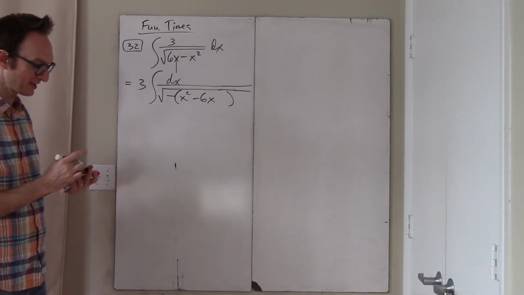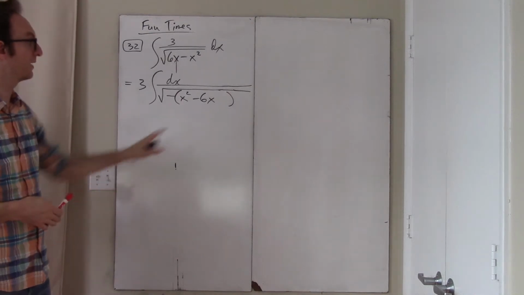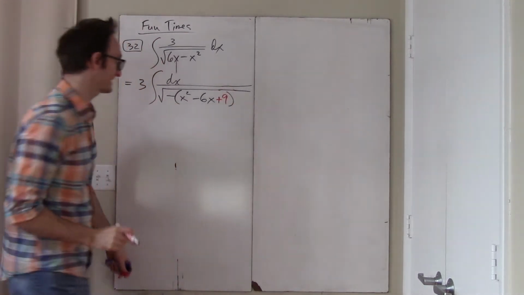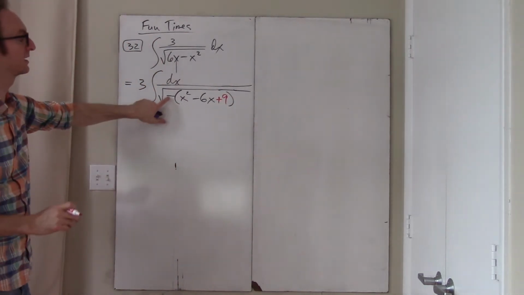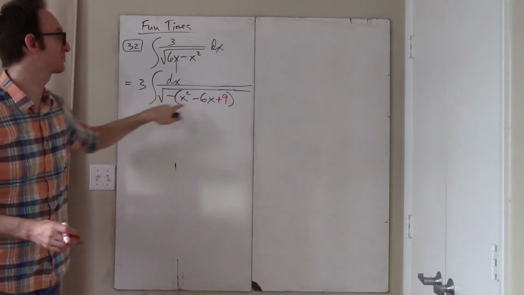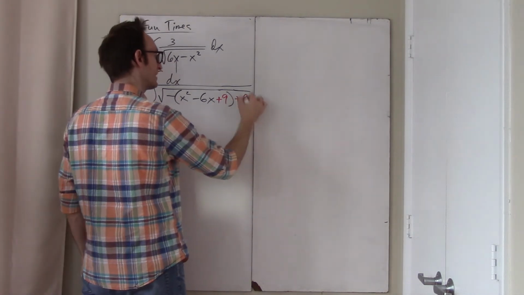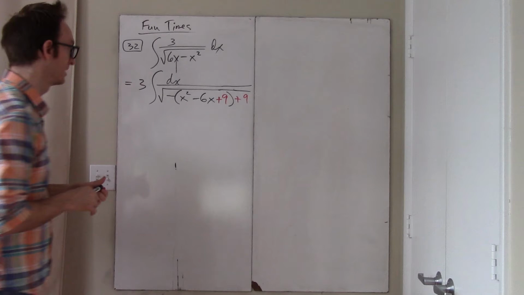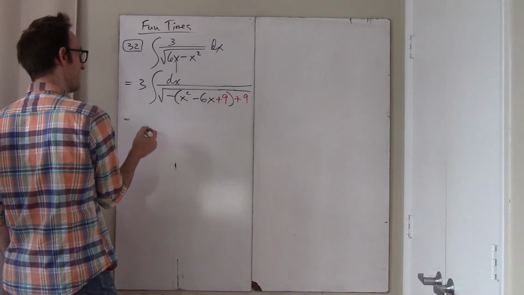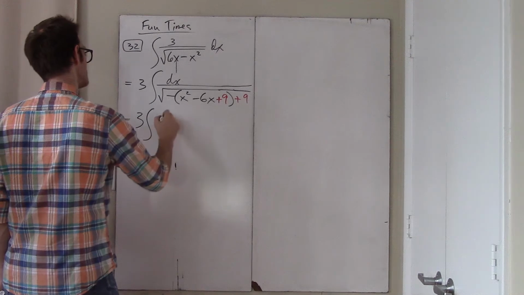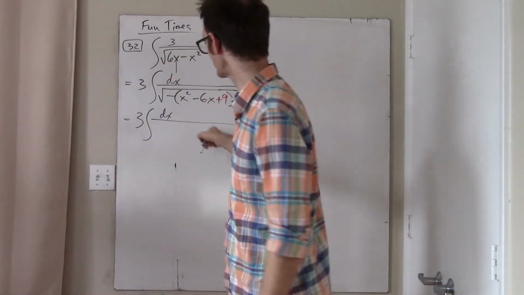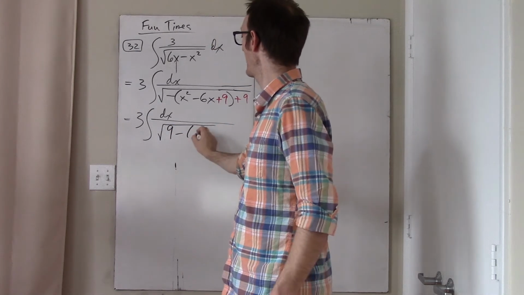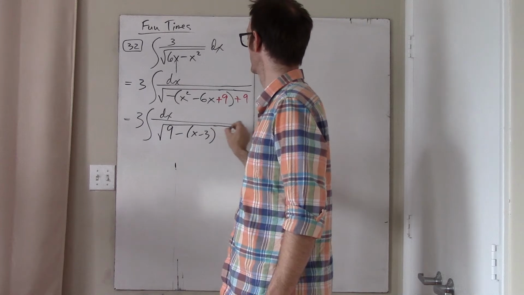Okay, and I said I was going to complete the square, so now we're going to do it. What number goes here? Well, it has to be a 9. What have I really just done? Because of this leading negative outside the parentheses, I really just subtracted 9, so I need to add 9. So I just basically subtracted 9 and added 9 inside the square root. What is going on? Well, this becomes then, therefore, 3 times dx over the square root of 9 minus x minus 3 squared.